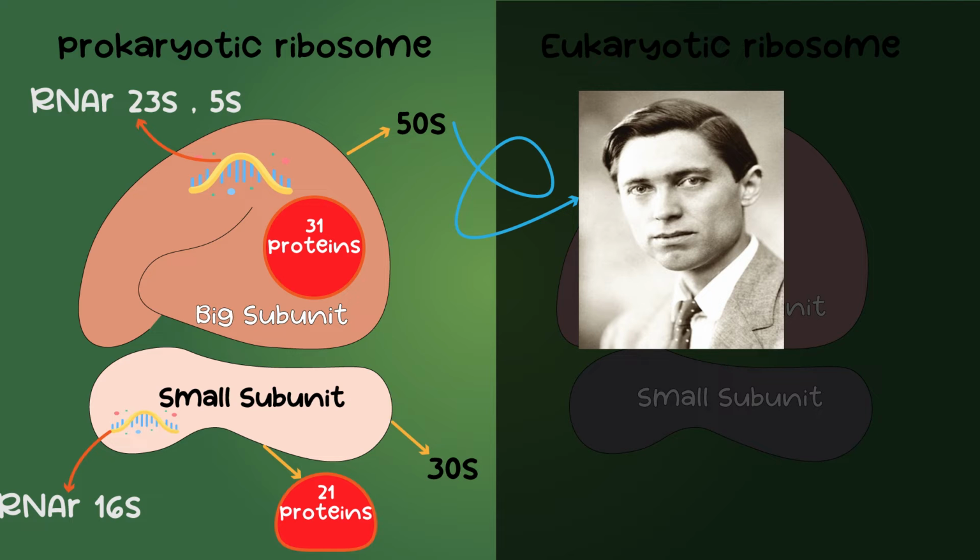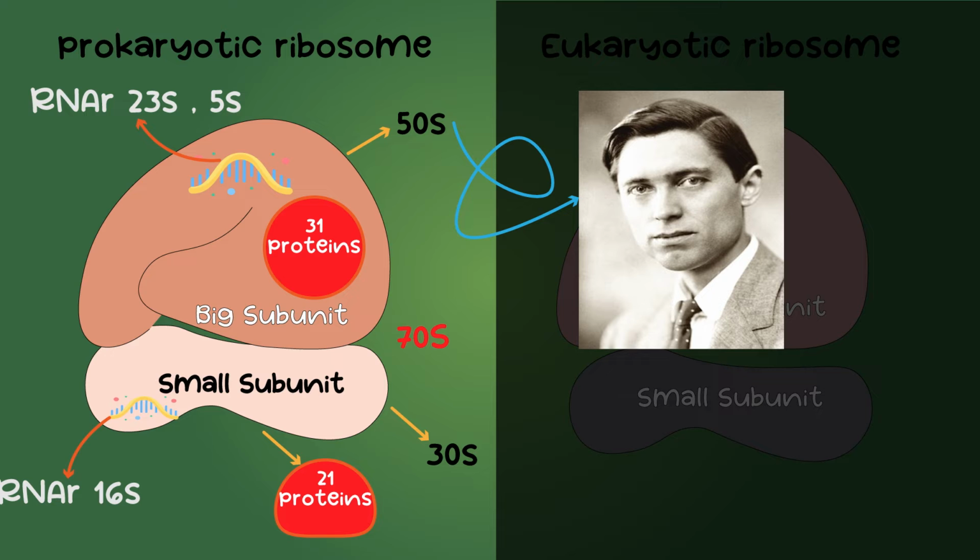The big subunit regrouped with the small one. The total of sedimentation is 70S and not 80, because the sedimentation technique doesn't count like normal numbers. The total of sedimentation is different when they are regrouped and separated.